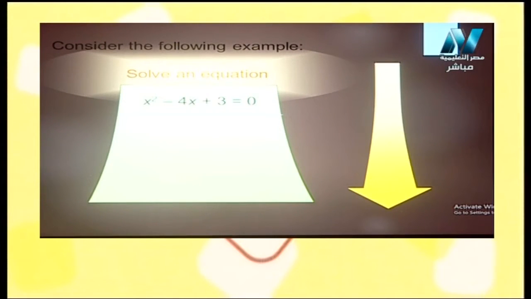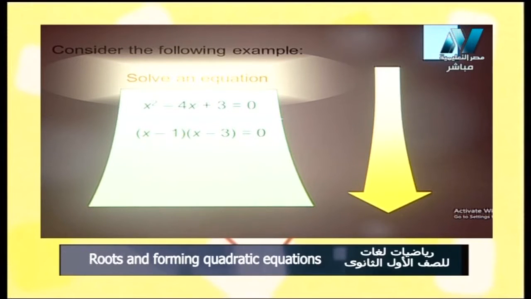The example is to solve an equation. The equation is x power 2 minus 4x plus 3 equals 0. Now we factorize this equation. x minus 1 multiplied by x minus 3 equals 0, so x minus 1 equals 0, or x minus 3 equals 0. So x equals 1 or x equals 3.